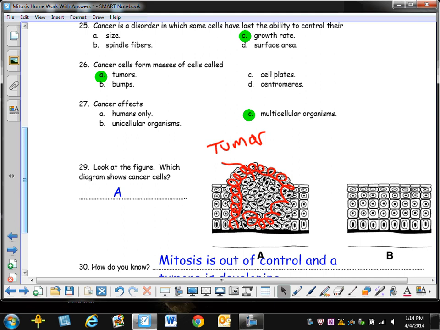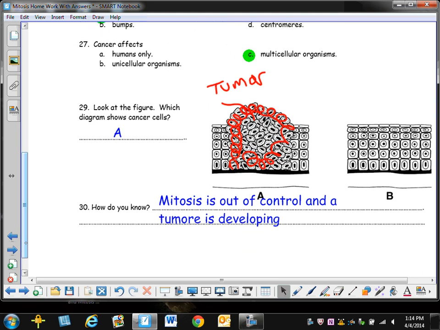Well, if this is inside of your lung and it's filling up with these, then pretty soon your lung can't exchange oxygen and you're going to die. So it is mitosis gone crazy. It's out of control. So how do you know? Mitosis is out of control and the tumor is developing.